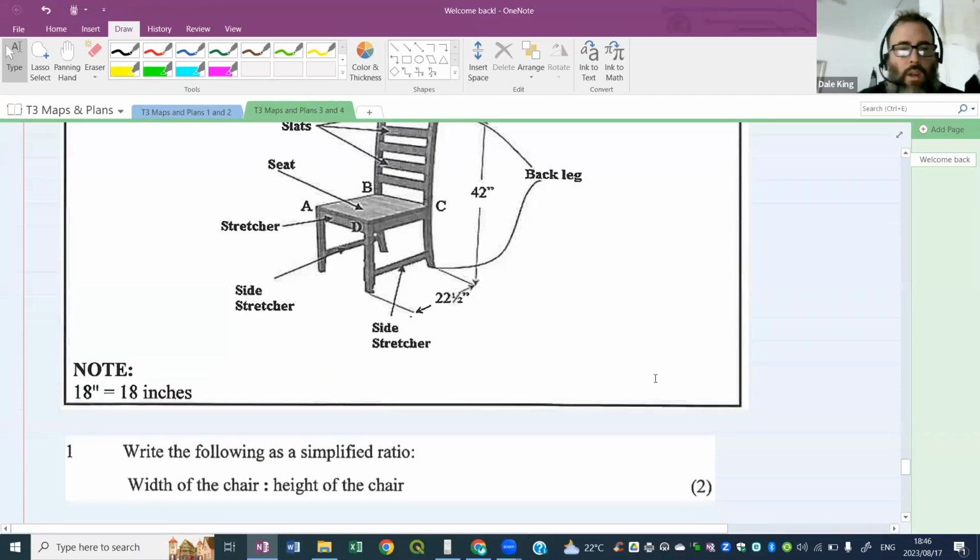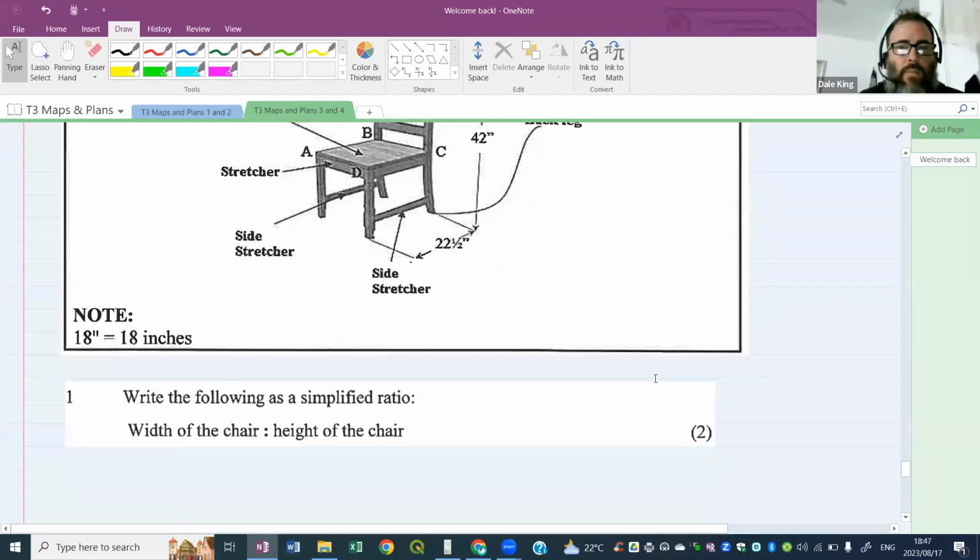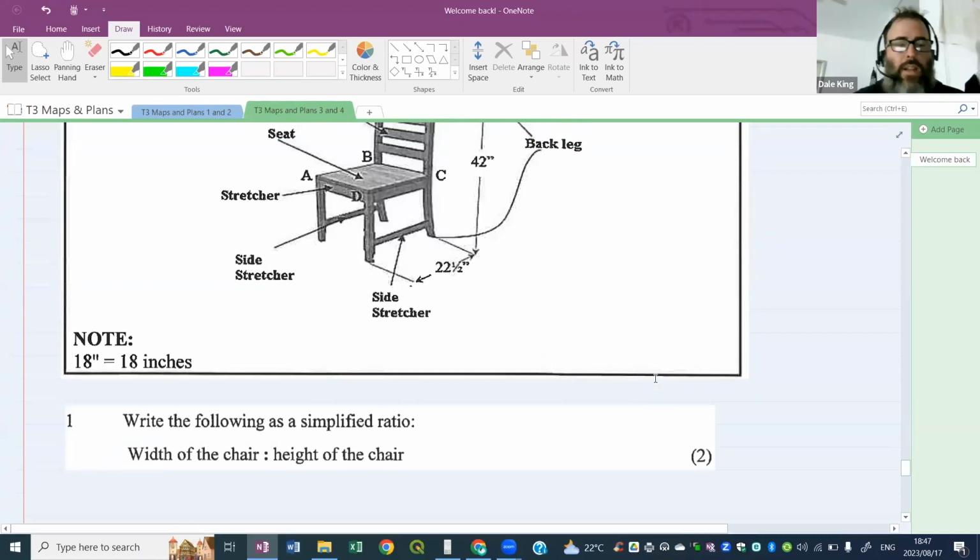Here we go. Write the following as a simplified ratio. The width of the chair is to the height of the chair. Oh gosh, guys, help me out here. Write the following as a simplified ratio. The width of the chair is to the height of the chair. All right, Emmanuel.